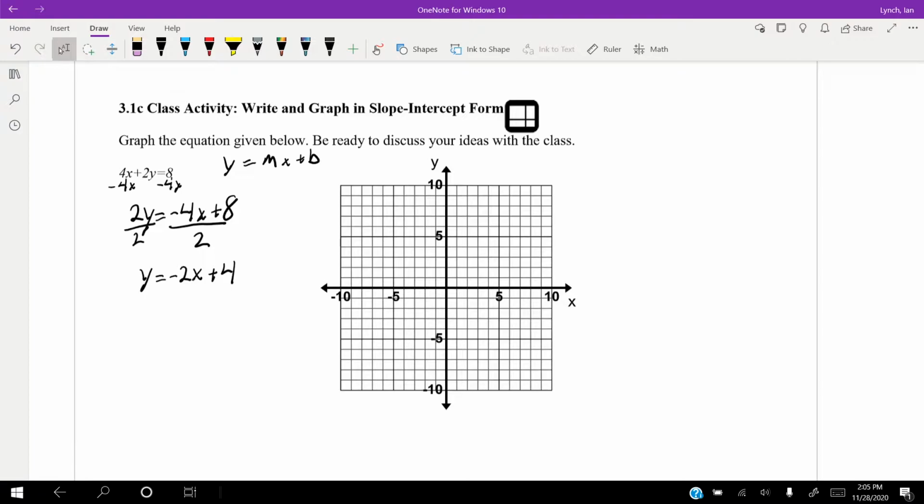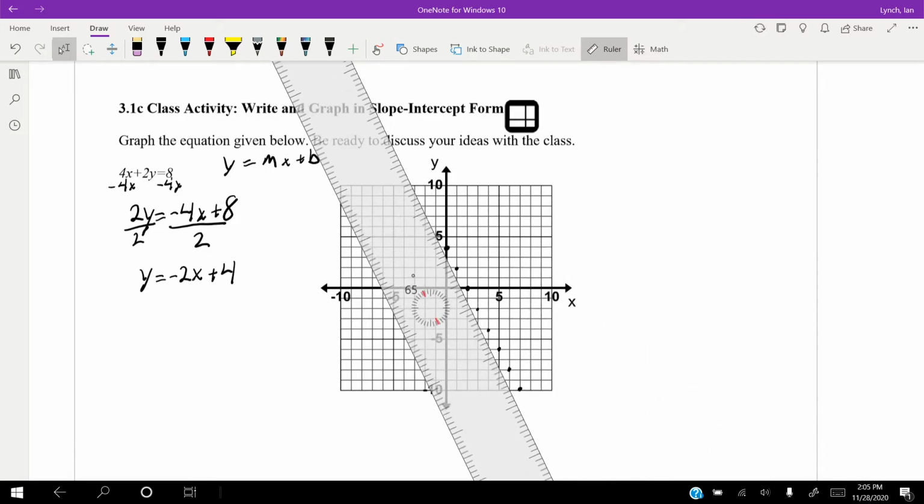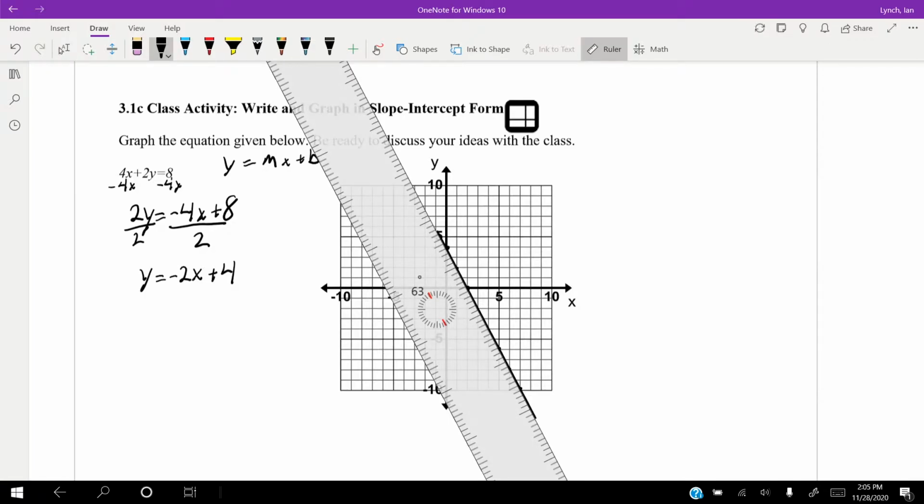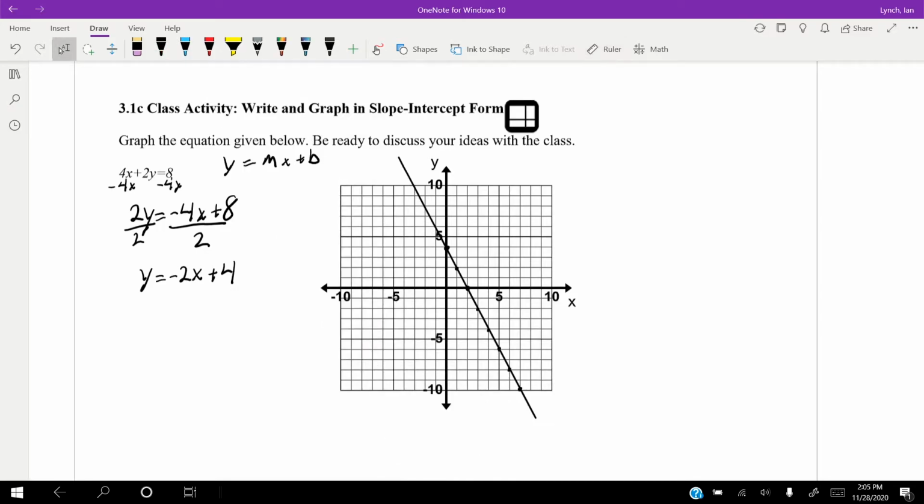This is slope-intercept form. Our y-intercept is 4, and our slope is negative 2. So I'm going to go right 1, down 2, right 1, down 2, and keep repeating. Alright, pull out my ruler, and let's graph this. That looks good. Perfect. Ish. It works.